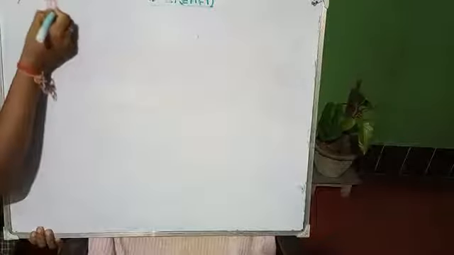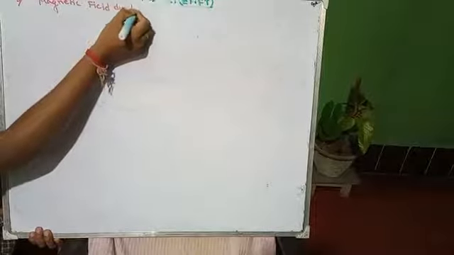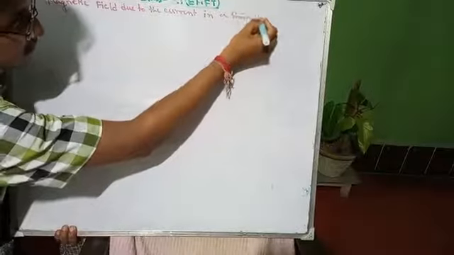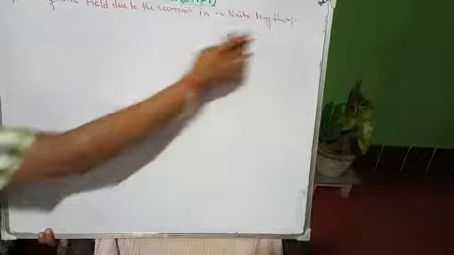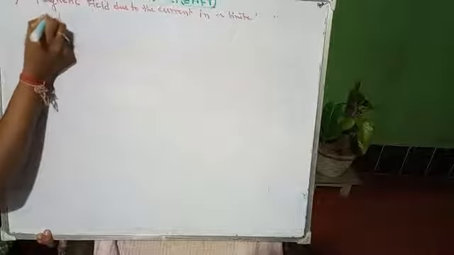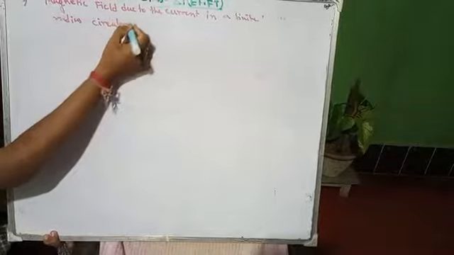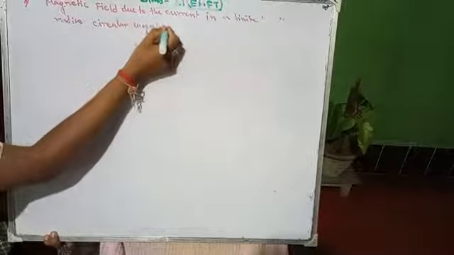Third topic, magnetic field due to the current in a finite radius circular loop of wire. Okay, finite radius circular loop of wire.